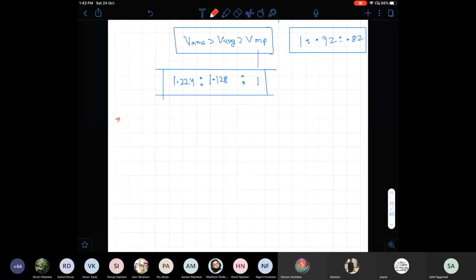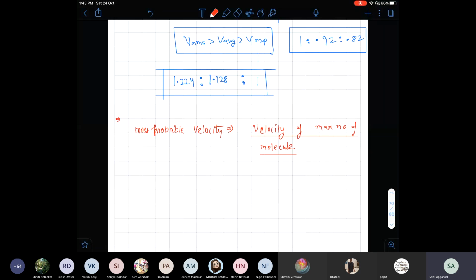So, most probable velocity. इसका क्या मतलब है? Velocity of maximum number of molecules. Velocity of maximum number of molecules.